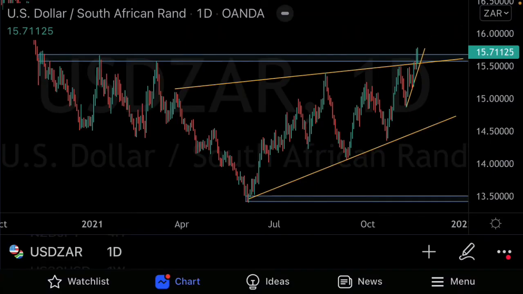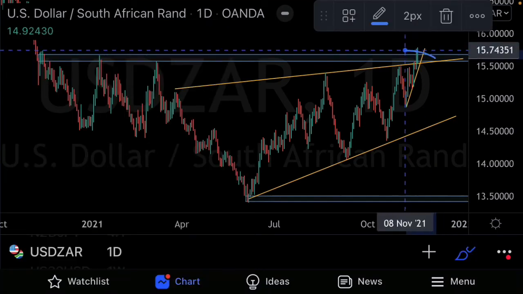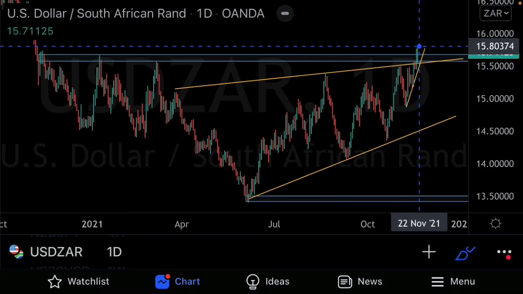Jumping into the last pair that we're going to have a look at for this week's weekly market forecast, USDZAR, guys, we are on the daily, and one thing we can see about price action is that we are following through on last week's analysis perfectly.